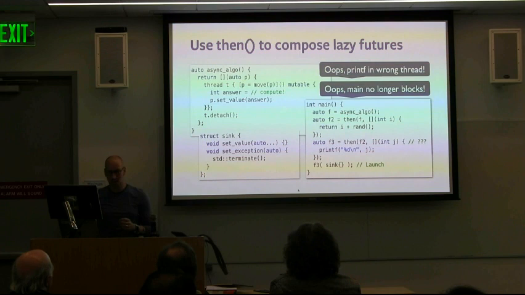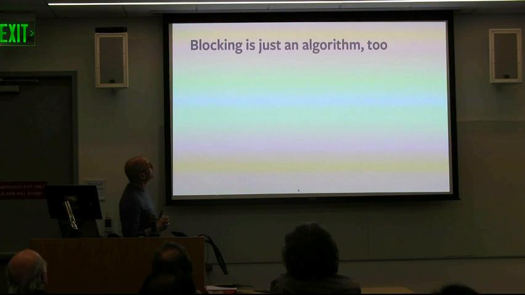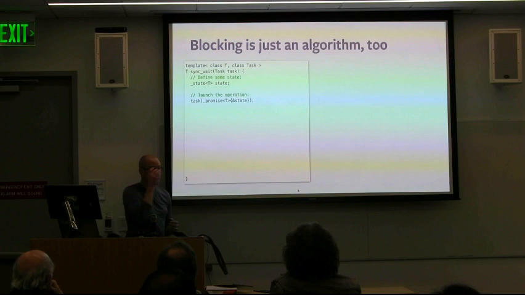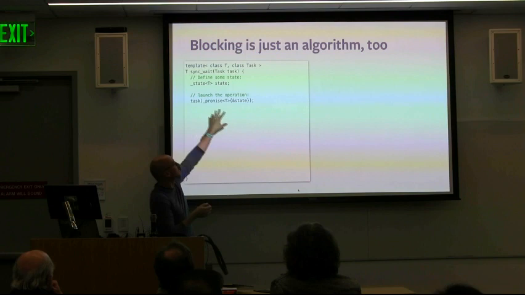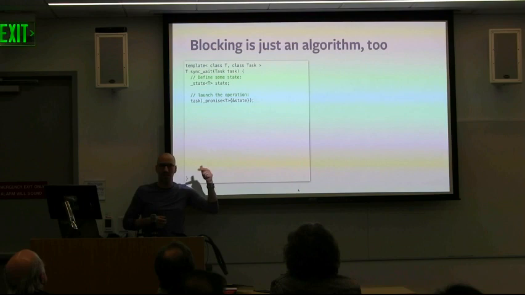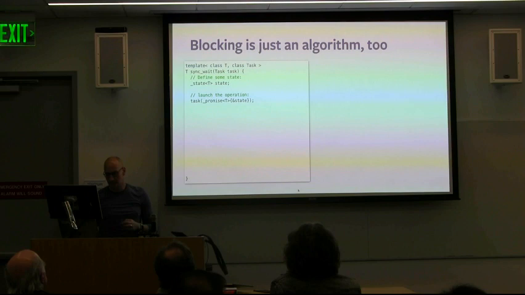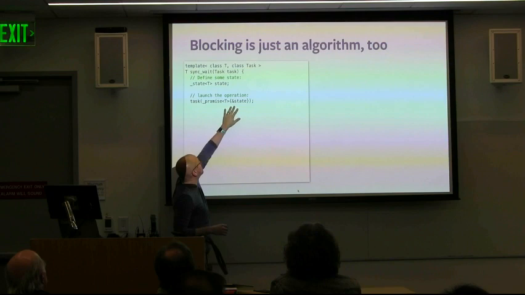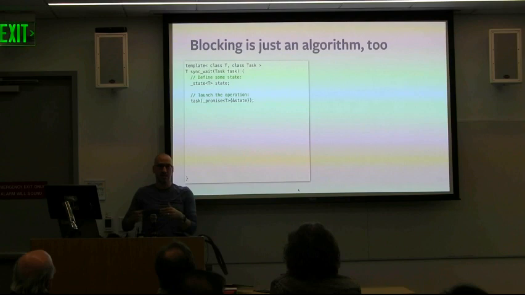Great, blocking is just an algorithm too. So let's write a blocking algorithm. Let's call it sync wait. Sync wait is going to take one of these lambdas, a task, and it's going to define some state, and that state is going to live on the program stack. Now, this isn't state that needs to be dynamically allocated, like the promises and futures. And you'll create a promise that holds a reference to that state, and you're going to launch the operation. So the first thing sync wait is going to do is say, okay, here's my continuation, now go.